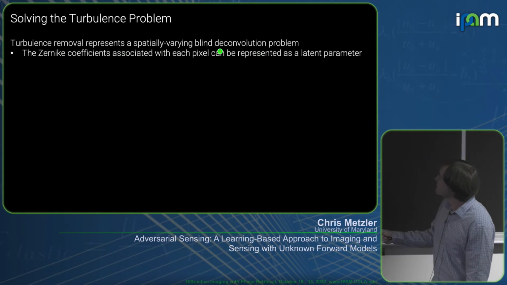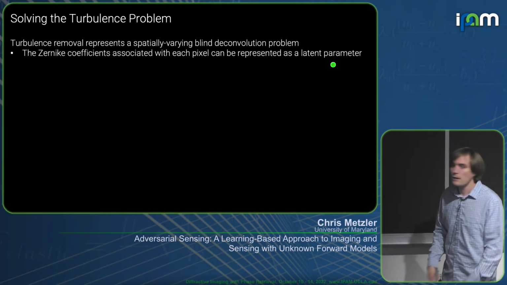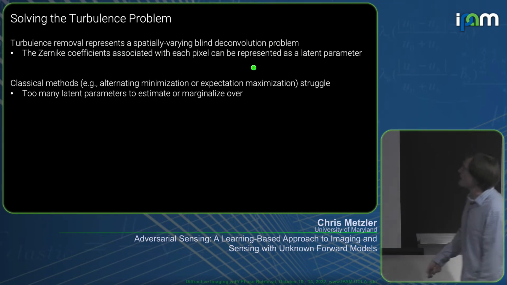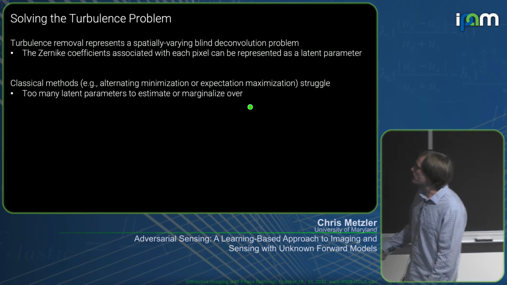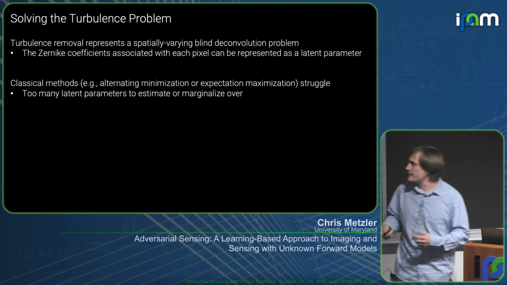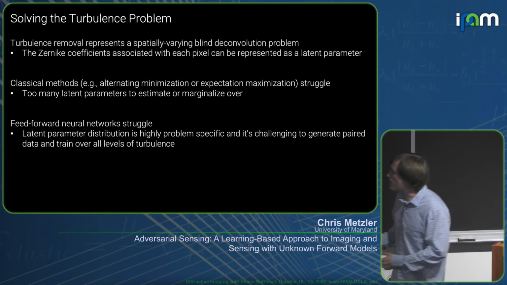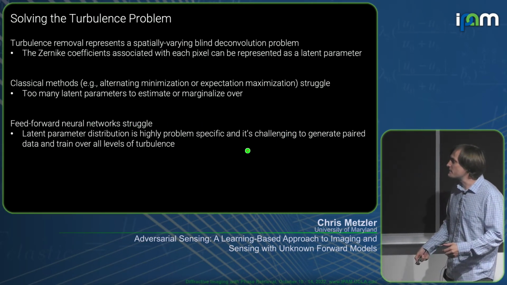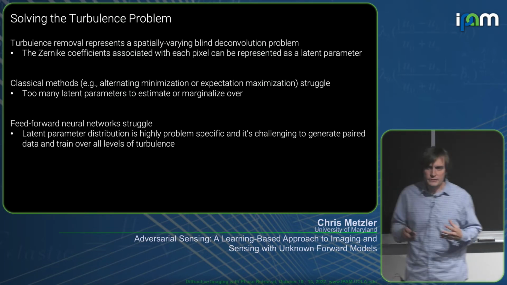So we have the spatially varying blind deconvolution problem, where the Zernike coefficients associated with each pixel are the latent parameters. Classical methods, alternating minimization or expectation maximization, struggle. If there's as many latent parameters as there are pixels in the scene, there's just far too many to estimate or marginalize over. Feed-forward neural networks struggle because the latent parameter distribution is highly problem-specific, and it's challenging to generate paired data and train over all the levels of turbulence.